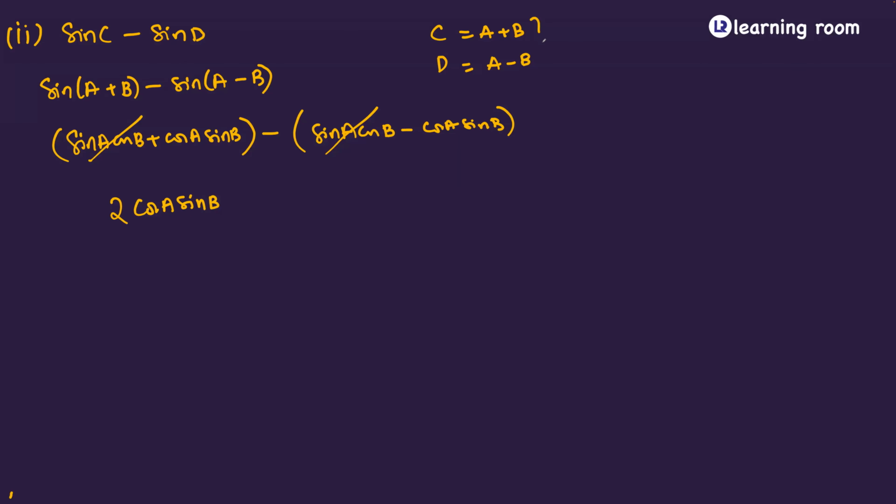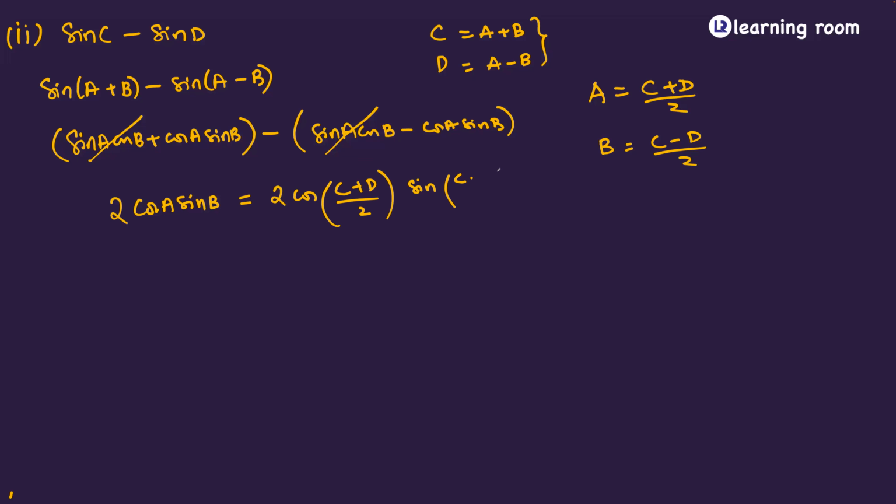But we know that c is equal to a plus b and d is equal to a minus b. Solving these two equations, we get a is equal to c plus d by 2 and b is equal to c minus d by 2. Take these values and substitute them here. So this will be equal to 2 cos of (c plus d) divided by 2, sine of (c minus d) divided by 2.